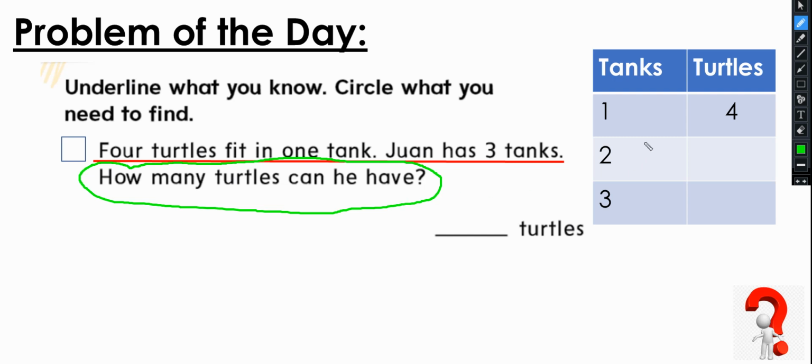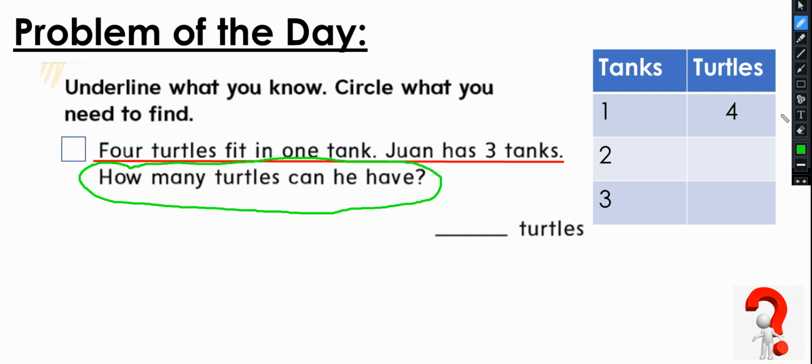So let's see. We said that Juan has 3 tanks. 1, 2, and 3 tanks. In each tank, he can fit 4 turtles. So in one tank, there are 4 turtles. How many turtles would fit in 2 tanks? So to do that, we have to follow a pattern. This is the pattern that we need to follow.